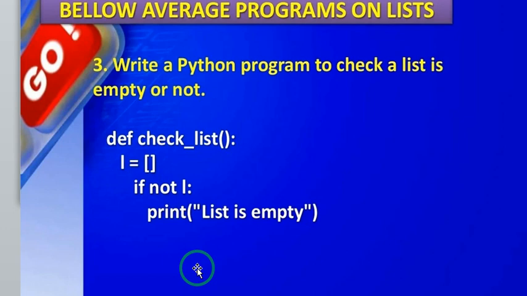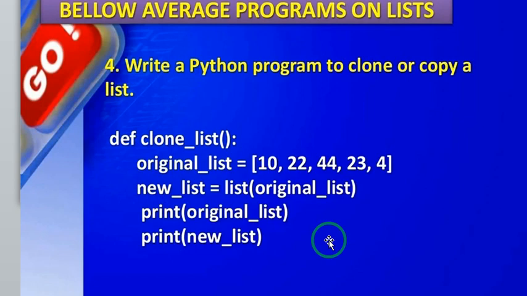Write a Python program to check a list is empty or not. So we take an empty list, and if it's not L, which is basically if it's not an empty list, then we print the list as empty. Now, as I have shown this question earlier, there are three ways to copy the list. One is the colon method, one is the dot copy. There are multiple methods that you can use.